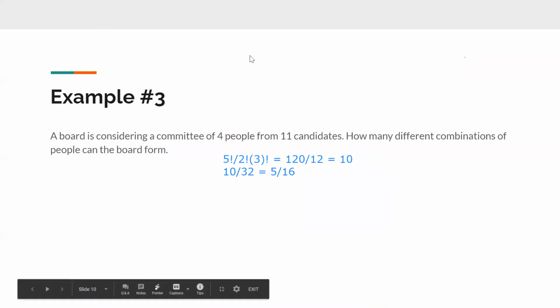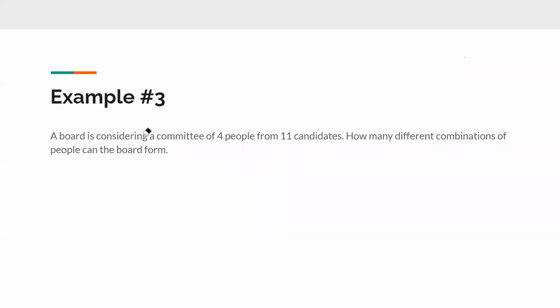Okay, new problem. And this is going to be the final combinatorics problem before we move on. A board is considering a committee of 4 people from 11 candidates. How many different combinations of people can the board form? All right, so let's think about it. Did the problem state any role, like president, vice president, chairman, organizer, random roles? No, it just said 4 people, any 4 people. That means order does not matter. It can be any 4 people.